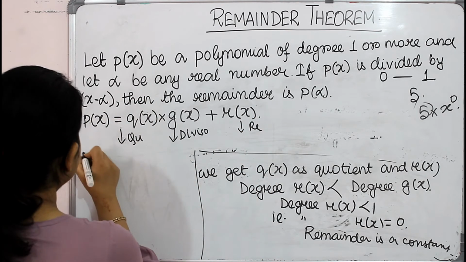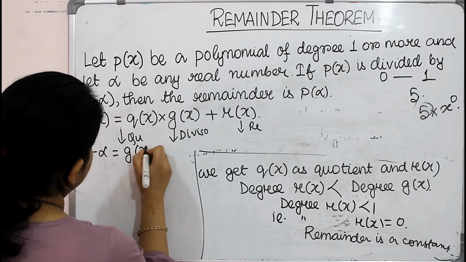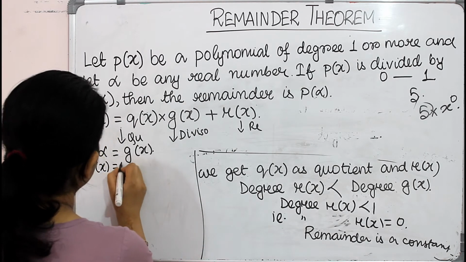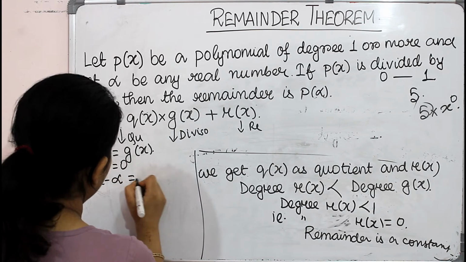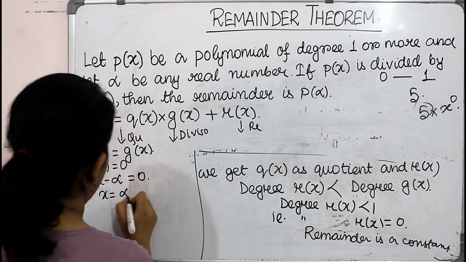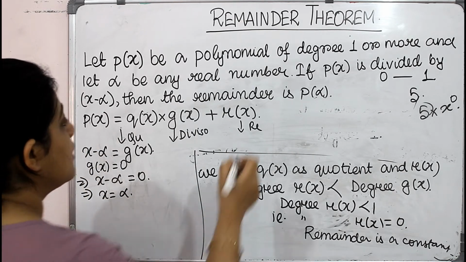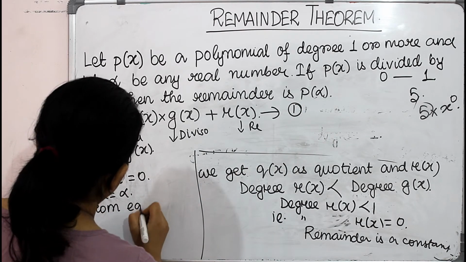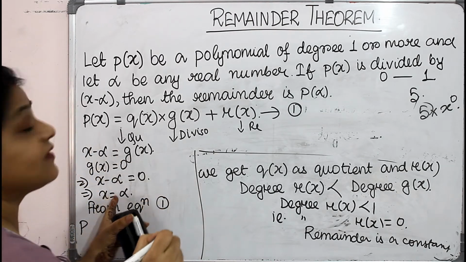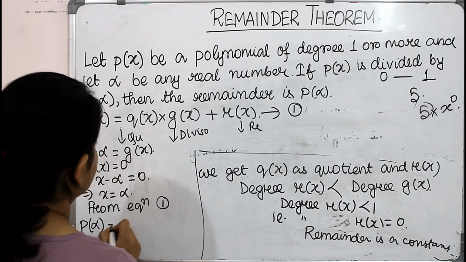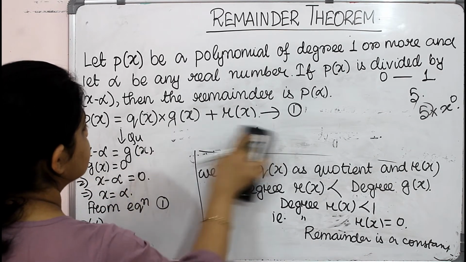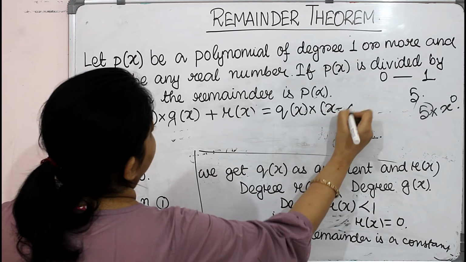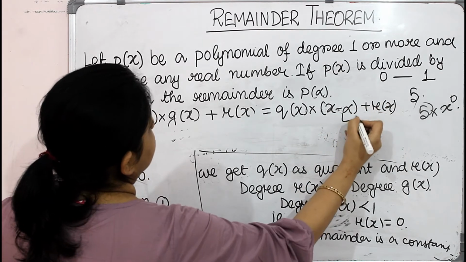It's given that x minus alpha equal to G(x). Now if G(x) equal to 0, we can write that x minus alpha equal to 0, that is, x equal to alpha. Let's keep this as equation 1. From equation 1, we replace x with alpha, so P(alpha) equals Q(alpha) into alpha minus alpha plus R.